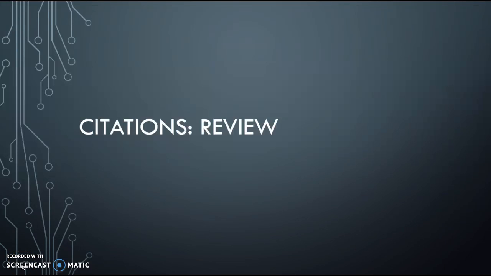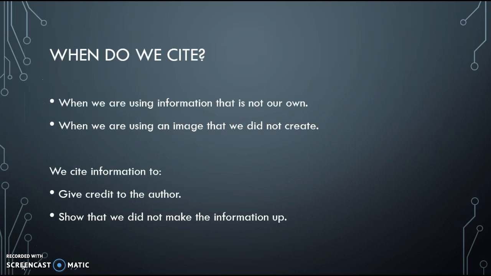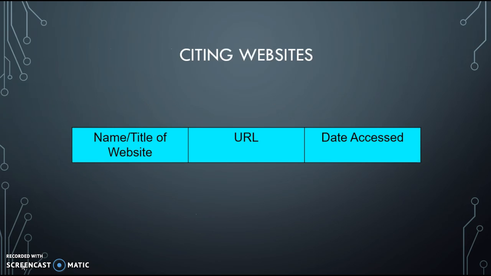Today, we will be reviewing the citation format you will use for your infographics assignment. As a reminder, we cite when we are using information that is not our own, or when we are using an image that we did not create. And we cite information to give credit to the author or the artist, and to show that we did not make the information up, but that the information came from another source.